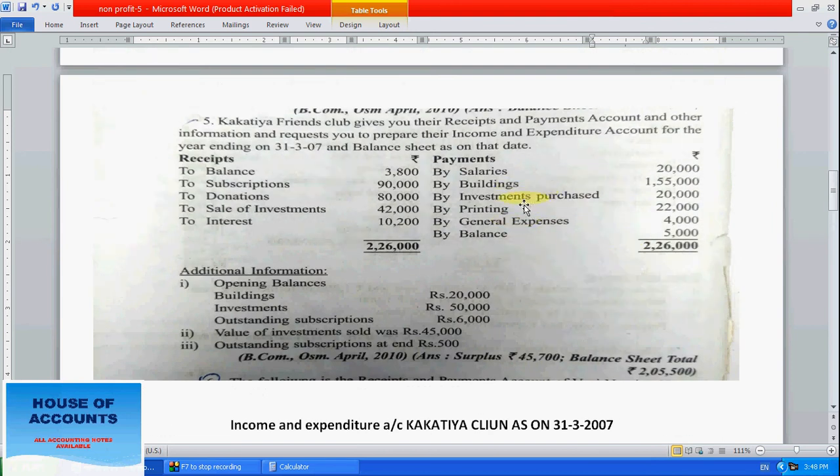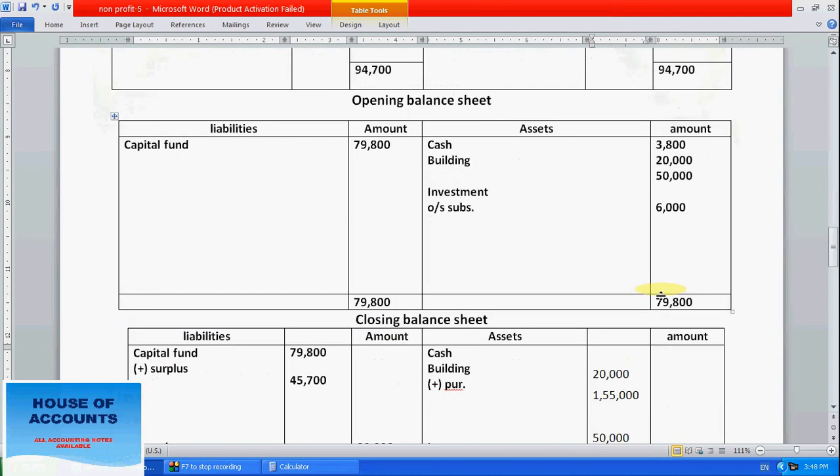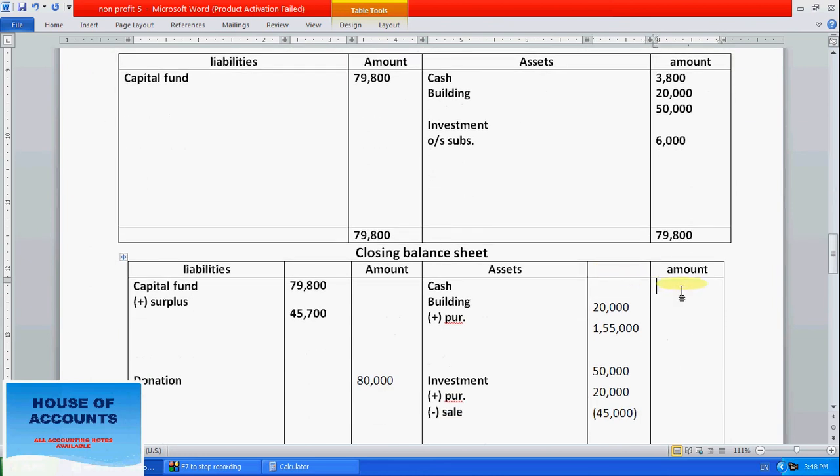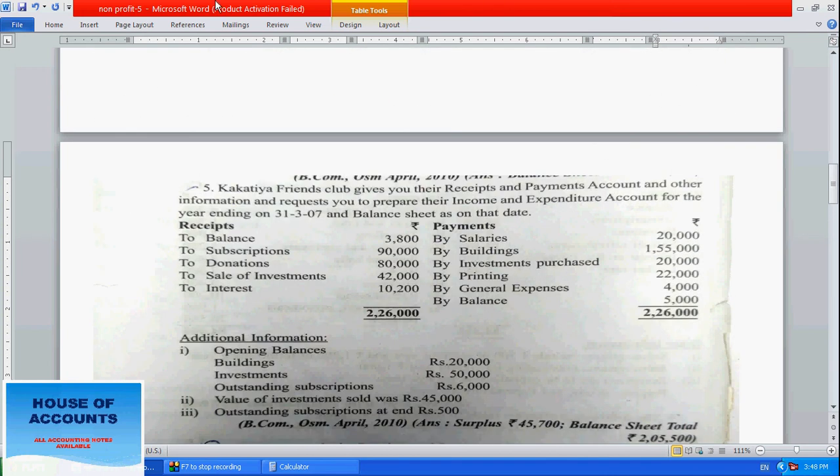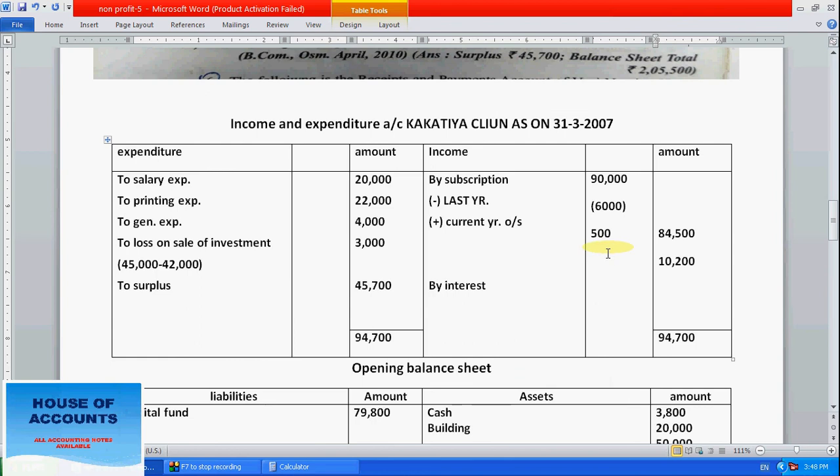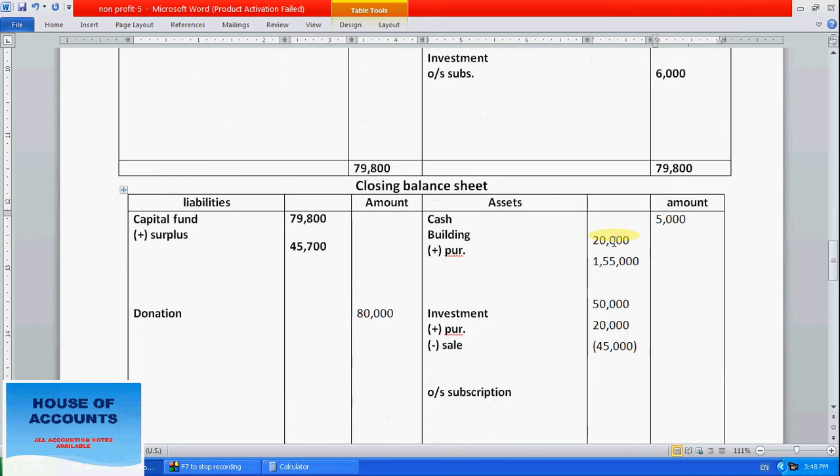Now let's see after investment. Printing we have taken, general expense also we have taken. Balance is 5,000. Okay, balance means cash balance, so right here in cash 5,000 directly. Okay, this is the opening balance, which means opening only. Value of investment we have taken. Outstanding subscription 500. See, outstanding means we still have to receive the subscription, so this also we write in the balance sheet. Outstanding subscription is 500.